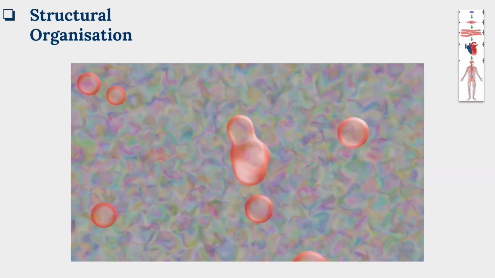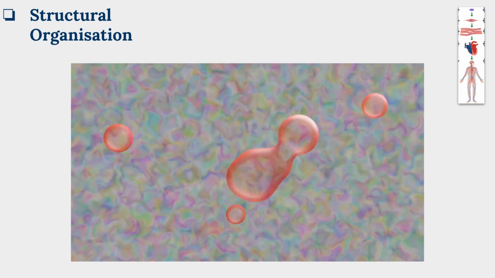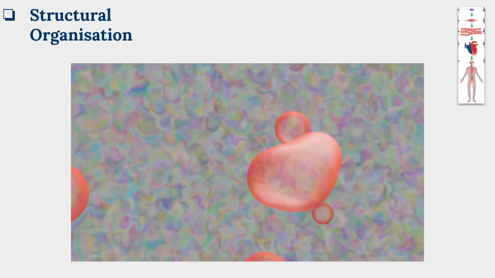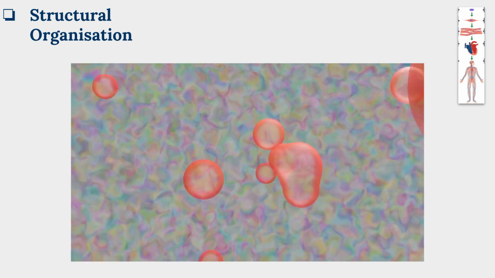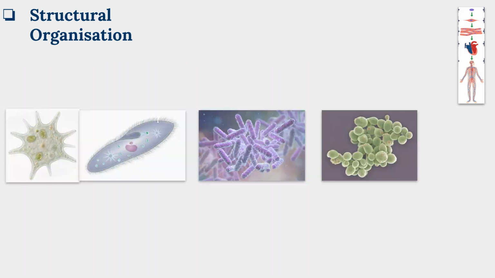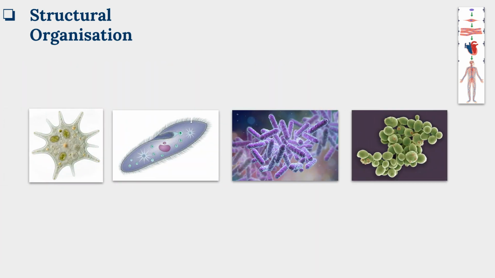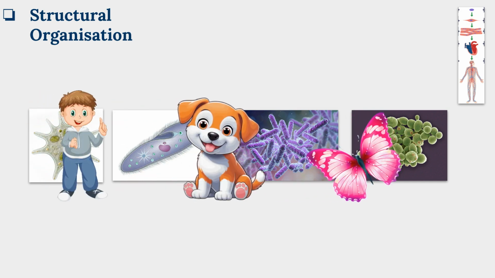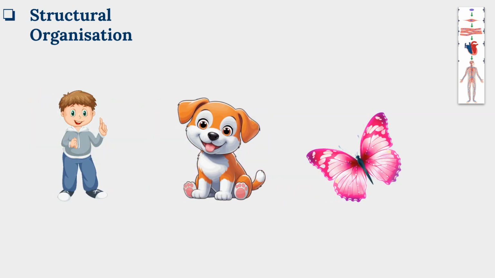All living things are made up of cells. Cells are the building blocks of life. A cell is the smallest structural and functional unit of a living organism. Both plants and animals are made up of cells. Some organisms such as amoeba, paramecium, bacteria and yeast are unicellular or single-celled, that is, made up of one cell only. Many organisms, such as human beings, dogs, butterflies, sunflower plant and mango tree are multicellular, that is, made up of many cells.